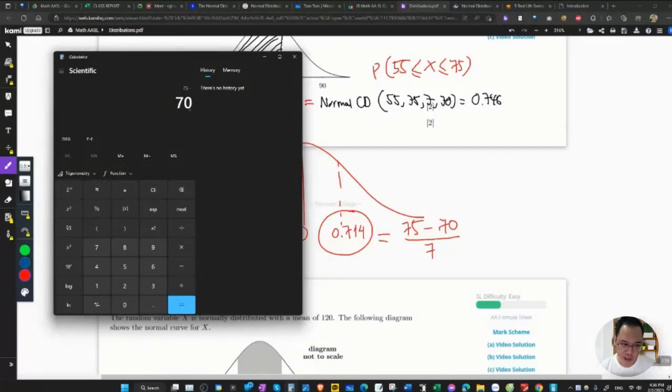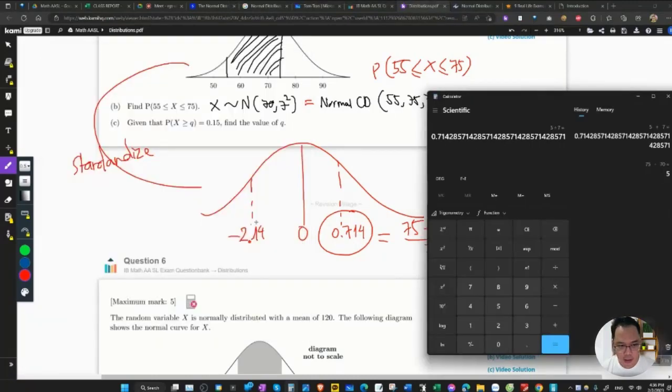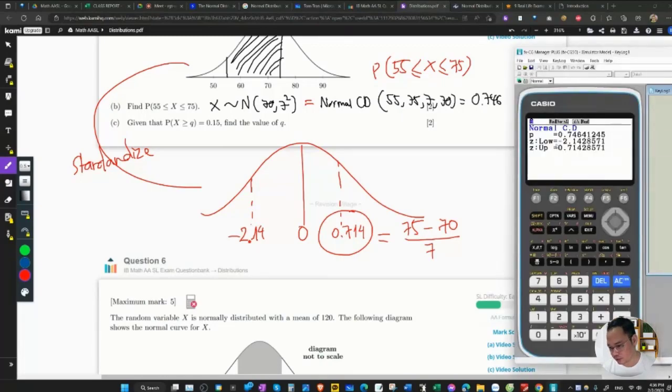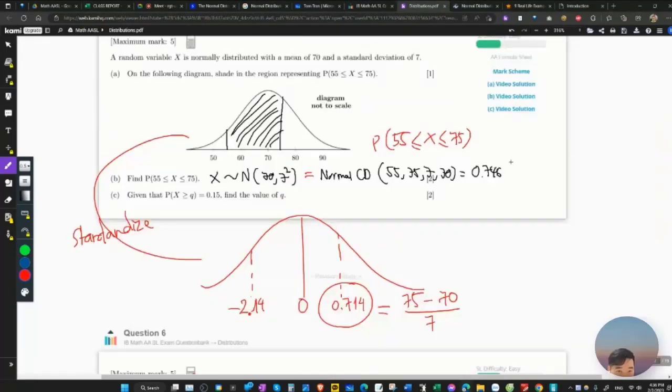75 subtract 70 the mean, and then divide 7. There, 0.714. Okay. And similarly, 55, you subtract the mean 70 and then divide the standard deviation 7, you will get minus 2.14. Okay. The calculator already does the conversion, standardize for us. All right.